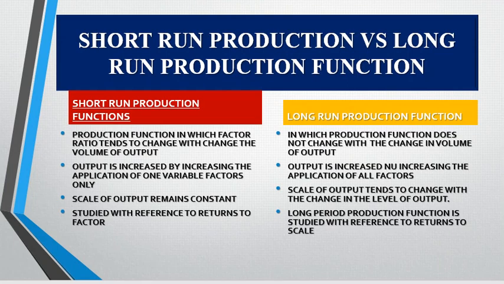In the short run, output is increased by increasing the application of one variable factor, but in the long run, the output is increased by increasing the application of all factors. They are variable. Scale of output remains constant in the short run, but in the long run production function, the scale of output changes. Scale of output tends to change with the change in the level of output. When we talk about the short run production function, it is studied with reference to returns to factors, but in the long run, production function is studied with reference to returns to scale.